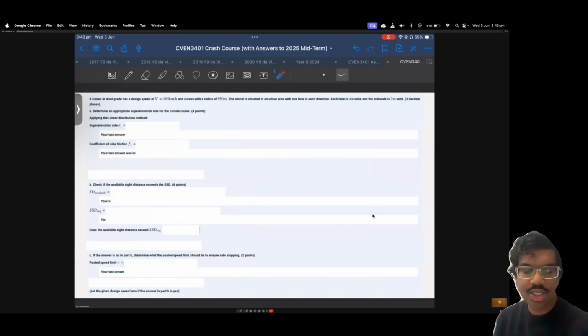Okay, determine an appropriate super elevation rate for the circular curve. And I'll explain to you what super elevation is in a moment. And then we also find the coefficient of side friction. Then check if the available sight distance exceeds the stopping sight distance.